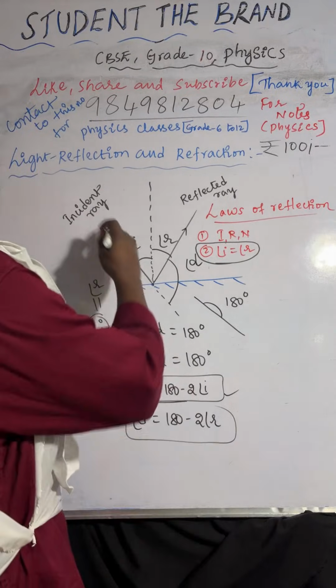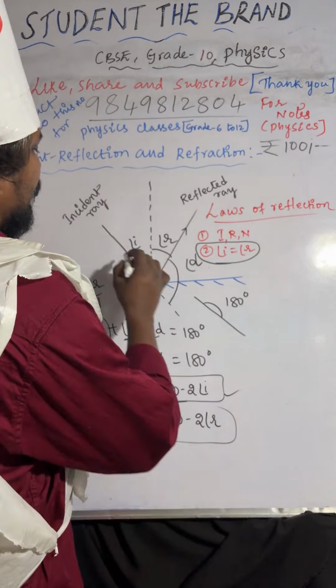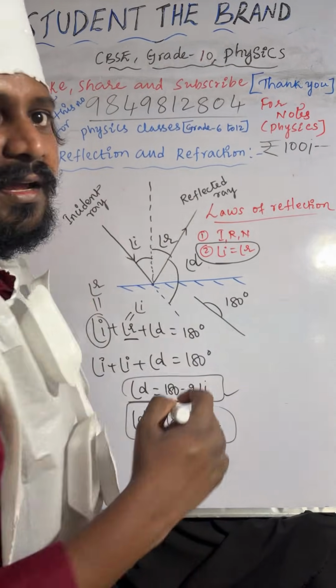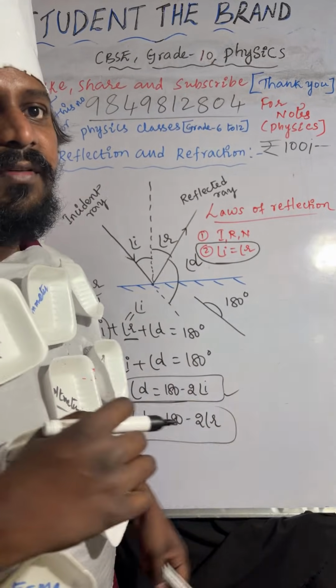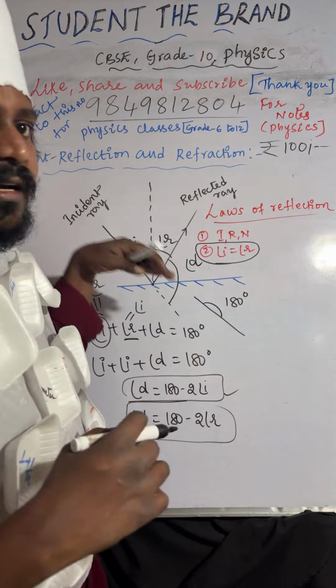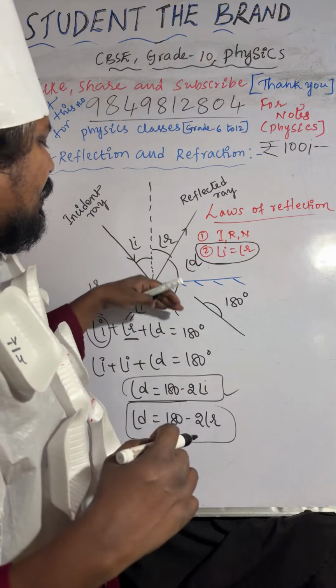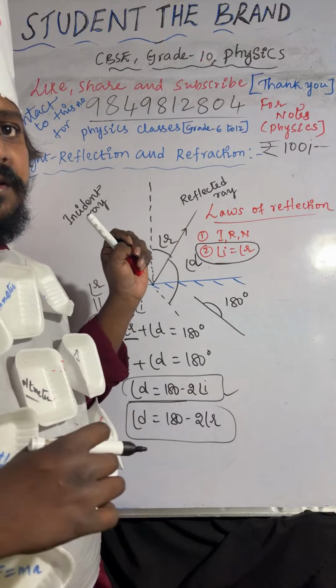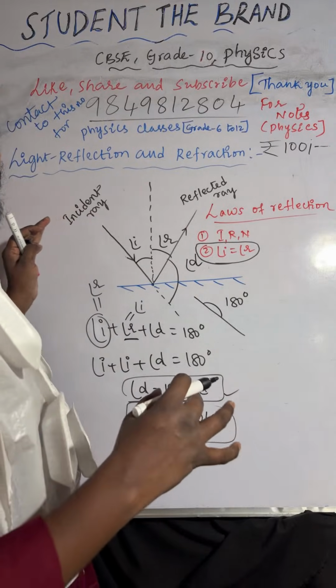Right. So we have the incident ray, reflected ray, normal line and undeviated line. The angle between the incident ray and the normal line is called the angle of incidence. The angle between the reflected ray and the normal line is called the angle of reflection. The angle between the reflected ray and the undeviated line is called the angle of deviation. Okay. So I hope these points are clear.